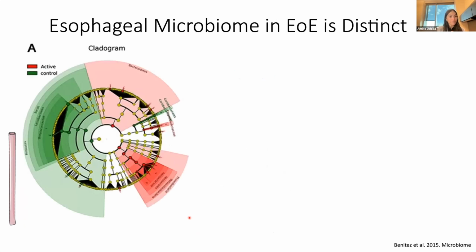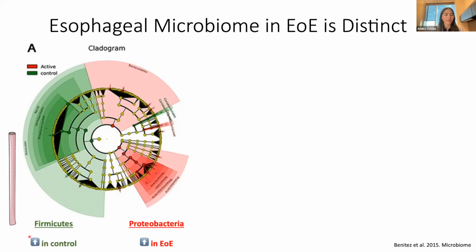So this is work from a different group done around a similar time. And this is a really cool and colorful image, but it could be a little confusing. So we're going to break it down, and I'll tell you what I want you to focus on. So this again is looking at the esophageal microbiome, okay? And this group really felt from their work that they were able to say the microbiome in the esophagus really appears to be distinct.